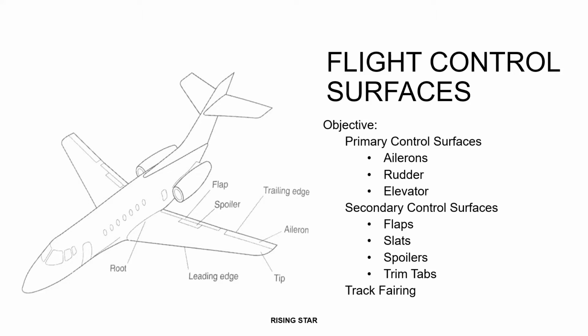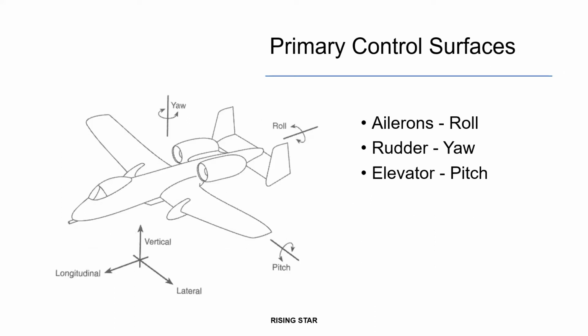Here you can see in the picture I have shown the spoilers and the flaps, which are on the trailing edge of the wing, and ailerons as well. And you can see the root of the wing and the tip of the wing, and the front one is the leading edge. So there are three primary control surfaces. First one is aileron, then we have rudder, and then the last one is elevator.